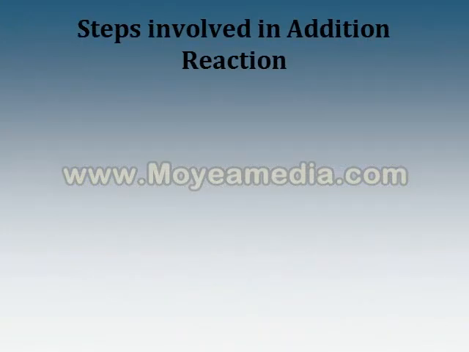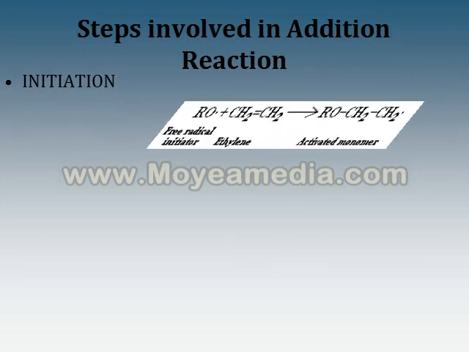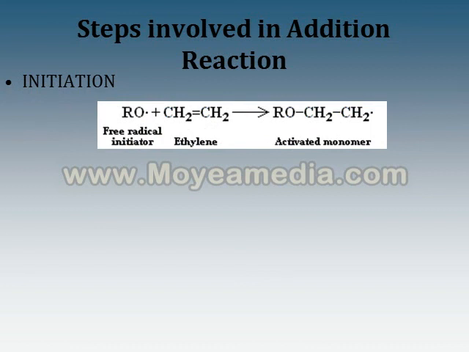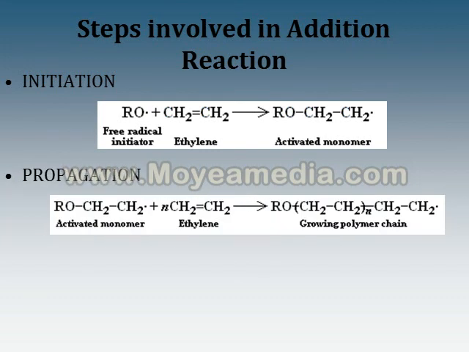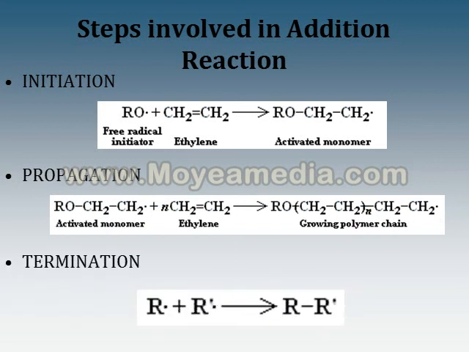We know that addition polymerization is a chain reaction, so it will involve some steps to continue. The first step is initiation. In this, the free radical initiator attacks silane and breaks a double bond and forms an activated monomer. The second step, propagation. This activated monomer reacts with the silane and forms a growing polymer chain. The last step, we stop the reaction by reacting two free radicals which form a stable bond.